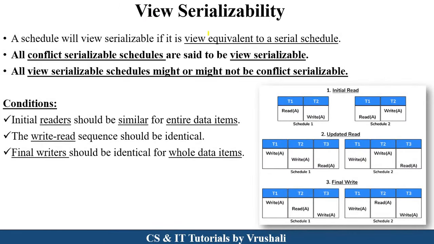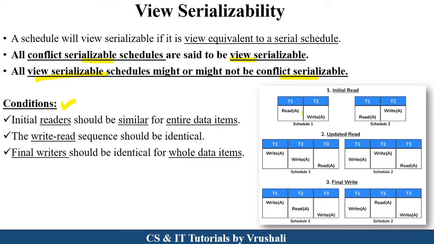Now, what exactly is view serializability? All conflict serializable schedules are said to be view serializable schedules, because all are in a consistent state. But all view serializable schedules might or might not be conflict serializable. So for this purpose there are a total of three conditions in view serializability. Let's see the first condition.